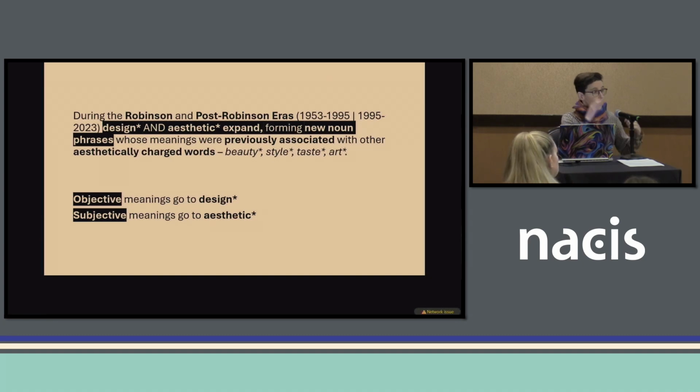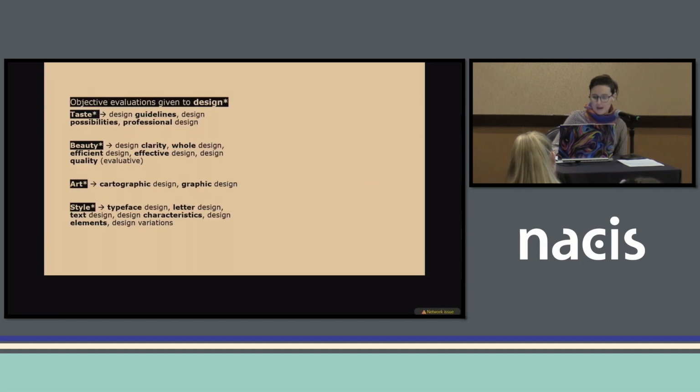And so more objective ways of discussing these terms tended to be associated with design, and I'll show you kind of what that looked like in a couple of slides. And more subjective meanings tended to be applied to aesthetic, but they became increasingly more vague. So here's an example of some of those transferred meanings.